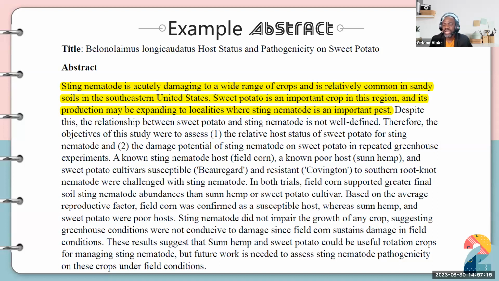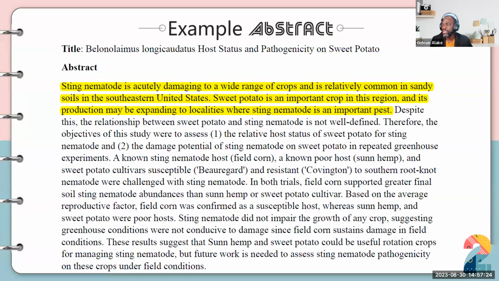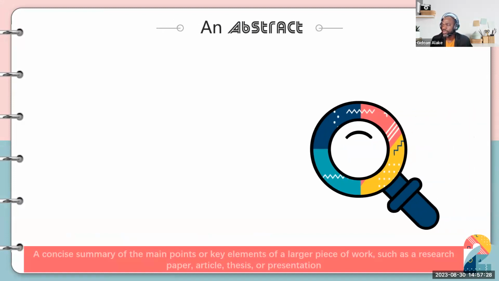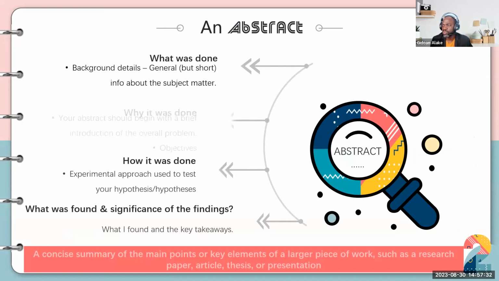First, if you need to write an abstract, go through some of the things that we just talked about. Put it in your document: what was done? So what did I do? I did this. Why was it done? Why did I do it? I did it because there was a problem with this and this and this.